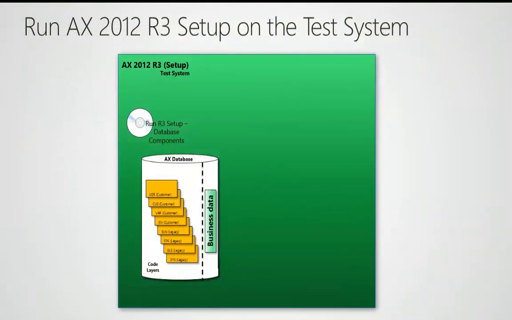So let's have a look graphically at the R3 setup process on the test system. As you can see on my screen at the moment, we currently have the business data and the models within the same database. This is because we've got a direct copy of the production system in our test system. You can also see that all the layer files within the model stores are what we call legacy or custom. So when I say legacy here, I'm meaning RTM version of the databases.